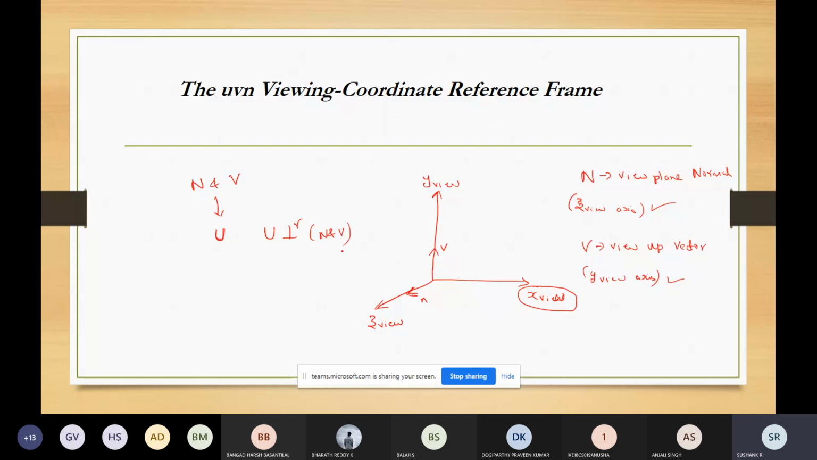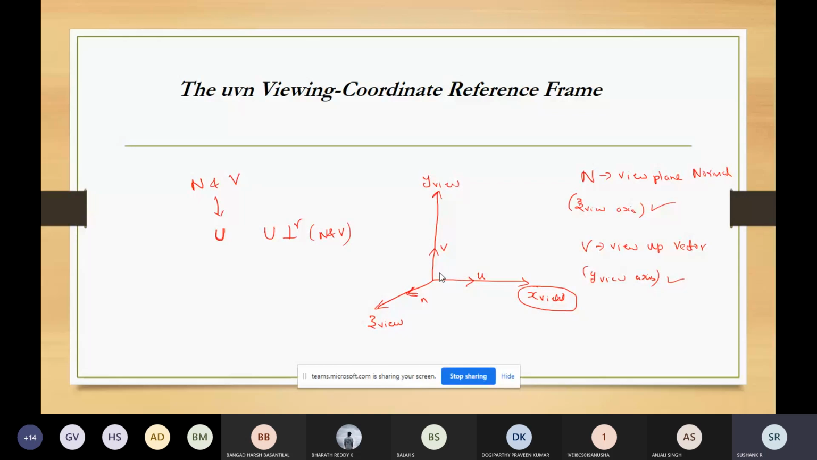So the vector U will define the direction of the x-axis. You can see that from this diagram also. Here all the axes, x and y, y and z, and x and z, are perpendicular to each other. Perpendicular in the sense of 90 degrees. The angle between them will be 90 degrees.